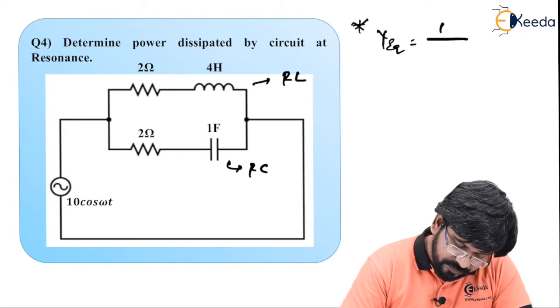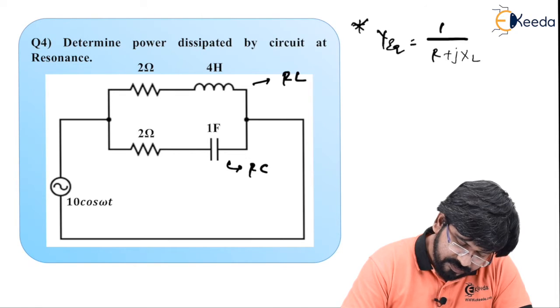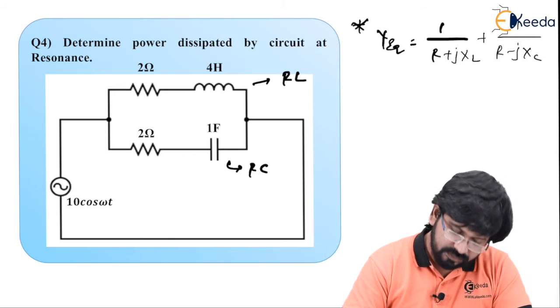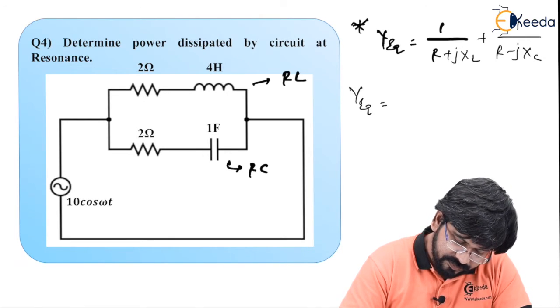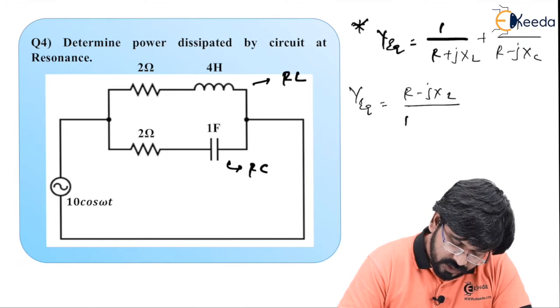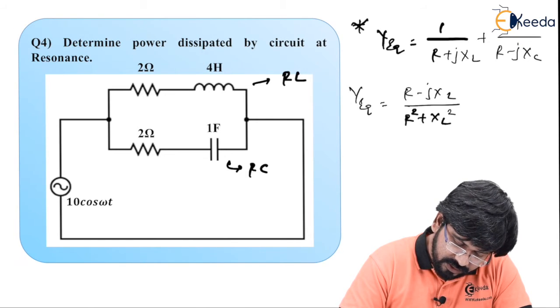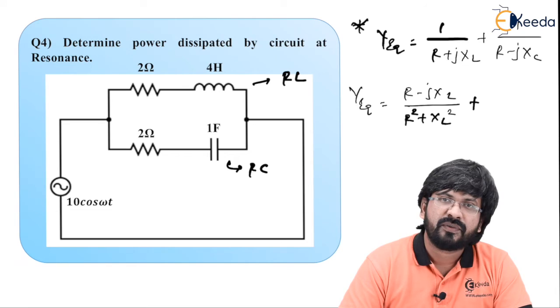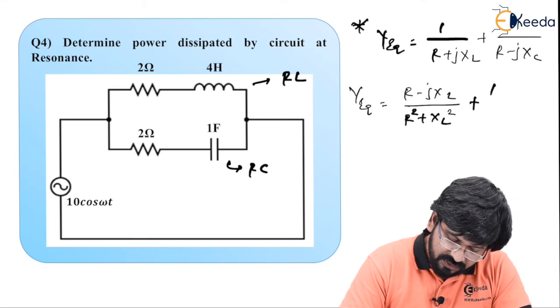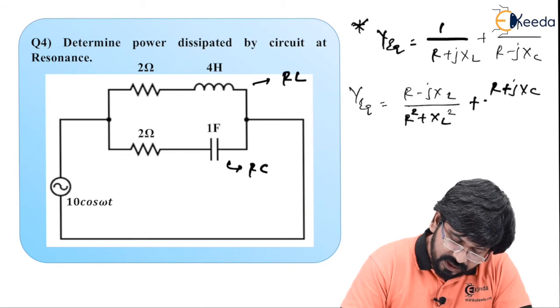So Y equivalent is equal to, I will say 1 upon R plus J XL plus 1 upon R minus J XC. Or I can write Y equivalent as R minus J XL. Again, I am going to multiply and divide with R minus J XL for first term. So denominator becomes R square plus XL square. As well as for second term also, I am going to multiply and divide the second term with R plus J XC. Therefore, what comes in numerator is R plus J XC divided by numerator will of course have R square plus XC square.